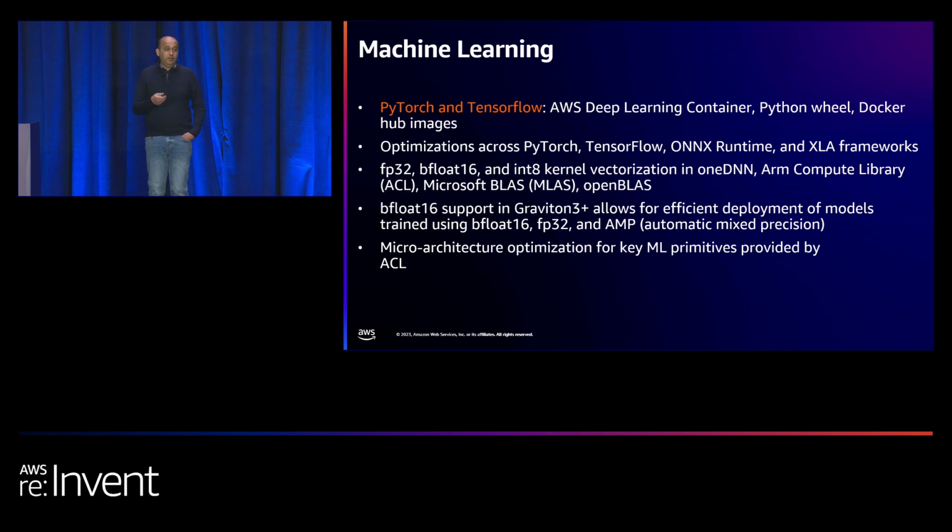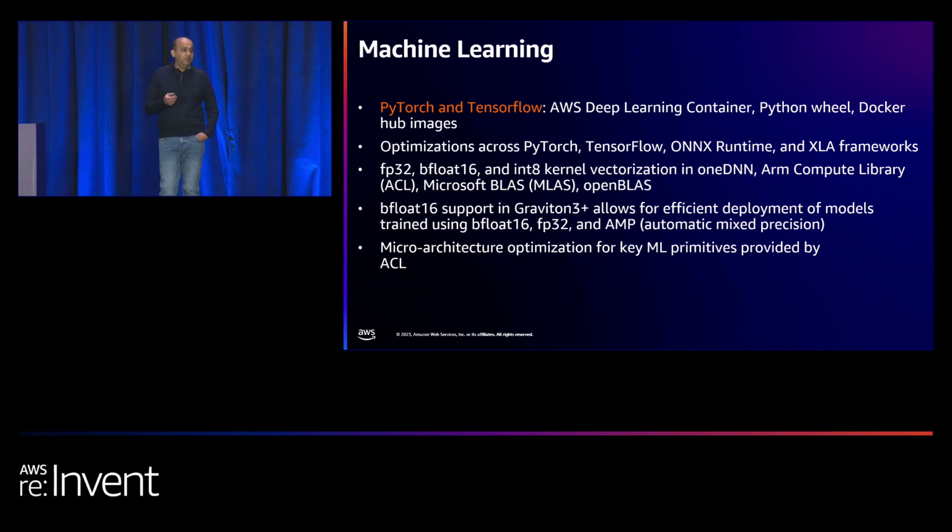Machine learning, again, is top of mind for a lot of organizations today. Graviton is a great candidate to run CPU-based machine learning workloads. There are optimizations available across most of the popular frameworks. When it comes to PyTorch and TensorFlow, there are a few different levels of software abstraction available. Namely, there is the AWS Deep Learning Container that delivers the best performance and comes with all the packages pre-installed. You also have the option of Python wheels, which is the easiest way to get some of the release features. And then there are also Docker Hub images that have some downstream experimental features available.